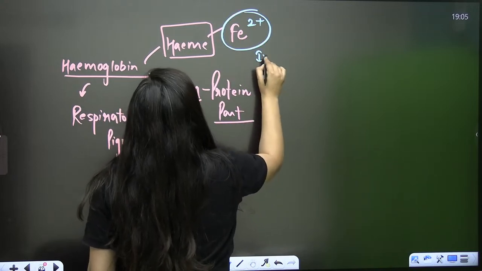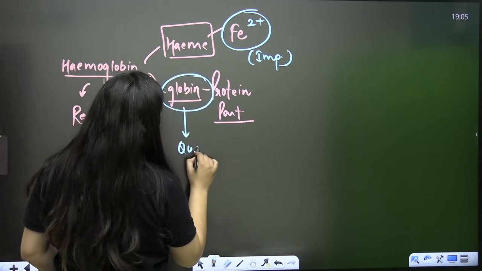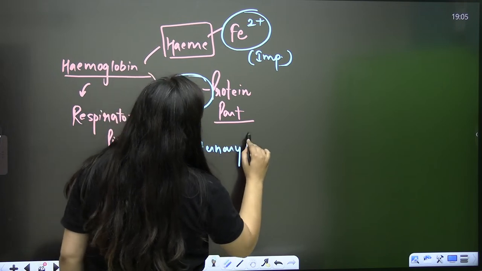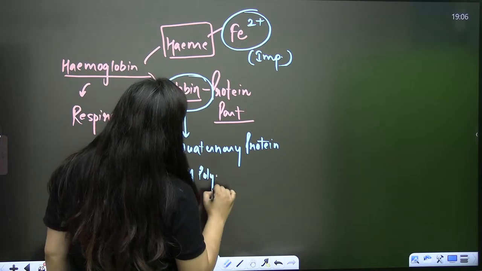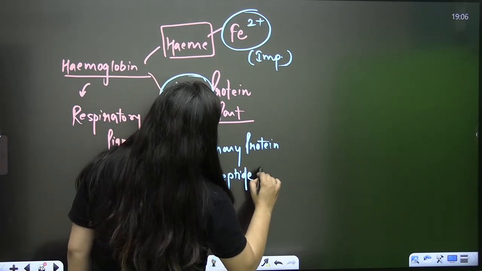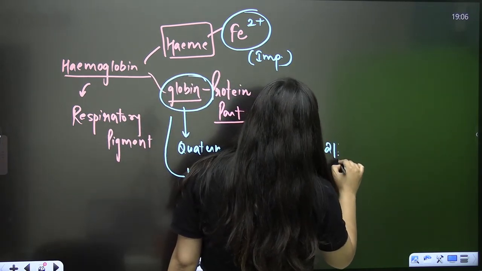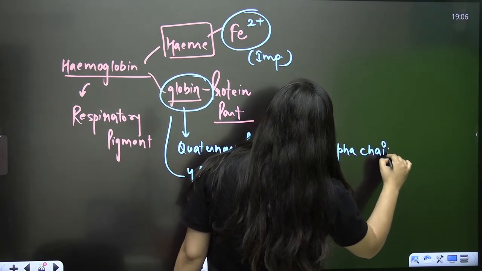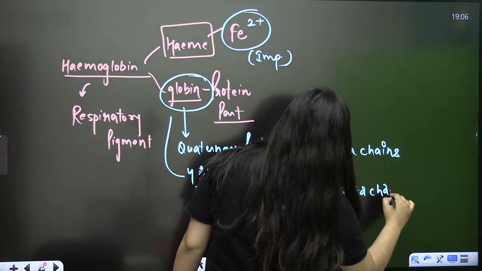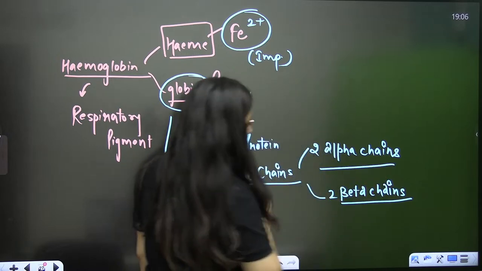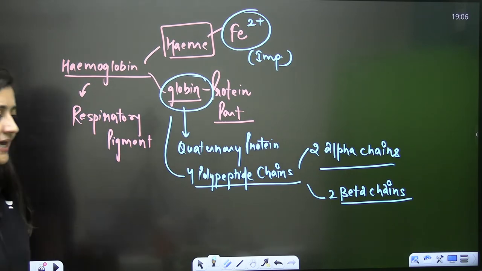This is important. The globin part, the protein part, is actually a quaternary protein. It has 4 polypeptide chains: 2 alpha chains and 2 beta chains. Clear? That's hemoglobin.